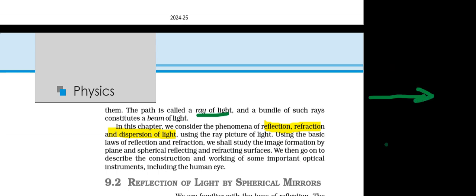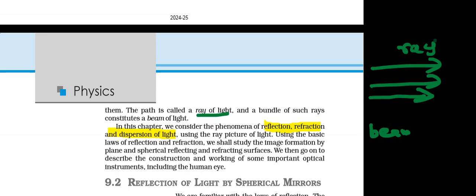Okay. So what is the meaning of beam of light? A bunch of so many rays. Like this, I'm going to have a bunch of rays or bundle of rays, and it constitutes a beam. So we should learn the basic difference between a ray and a beam of light. In this lesson, we are going to consider that light has a ray nature, that is, it travels in a straight line path. Using this straight line propagation, we are going to learn about reflection, refraction and dispersion of light as well.